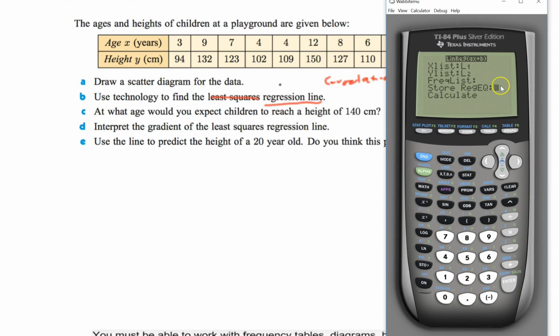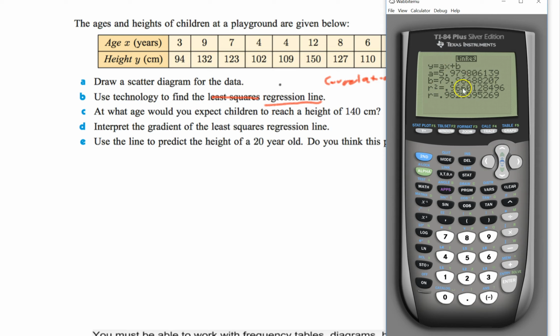Store regression equation. This means, do you want to put it under a Y so you can graph it? You could do that if you want. Alpha and type whatever Y you want. Most of the time you can leave it blank. It's not a big deal. And then go to calculate. And this is your least squares regression line. So that's the linear regression equation.